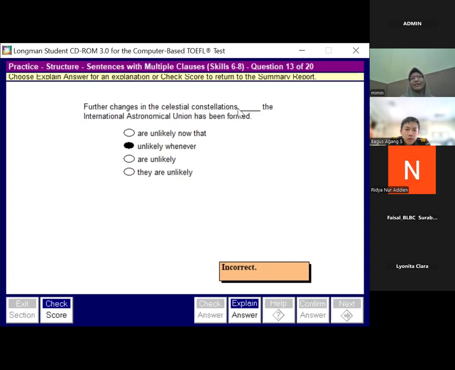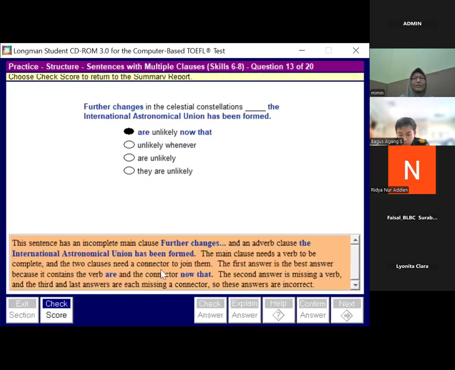You have learned prepositional verb. Yes, very good. It's changes. So the key word is changes. This is a subject, and there is no verb yet. So well, the options with the verb are A and C. Are unlikely, now that, and are unlikely. Is there a connector here? No. So you need a connector, which is A. All right. So that's the answer.